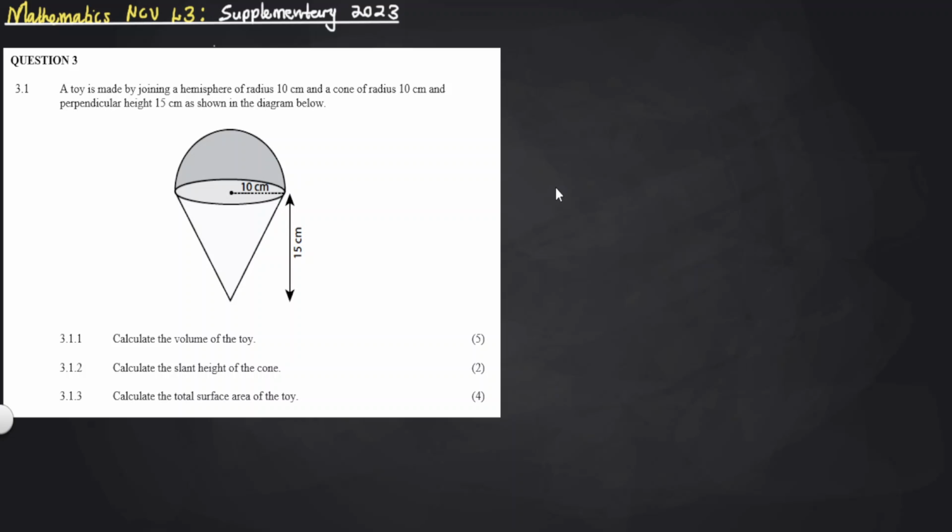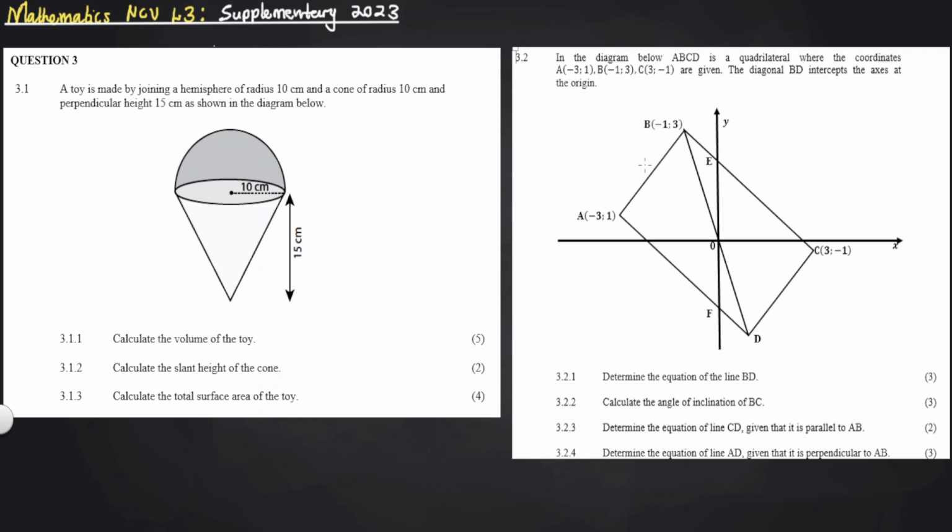Let's look at question 3. Question 3 is actually a two-part question. It involves a measurement, which is what you are currently looking at. There's also another part of the question where it talks about analytical geometry. So there are two topics under question 3.